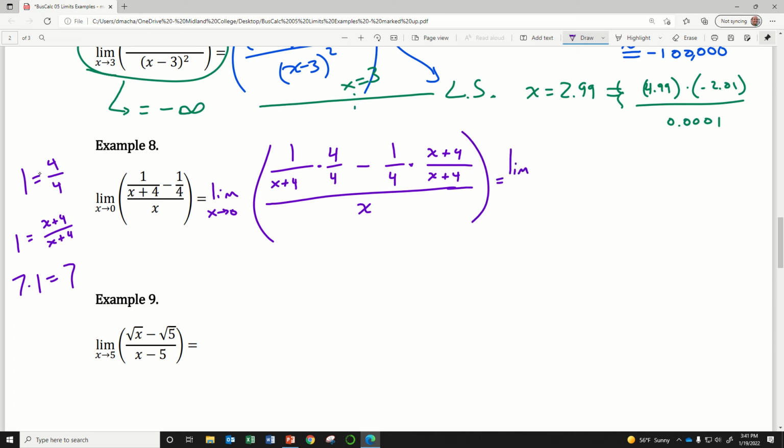Now, this becomes the limit as x approaches 0 of, over here, 4. And notice the reason I did this here is because when I multiply these denominators, x plus 4 times 4, and over here, x plus 4 times 4, these have the same denominator. So now I can actually subtract these things. I can do 4 minus x plus 4 divided by x plus 4 times 4. And that's all in the numerator because my denominator is still x.